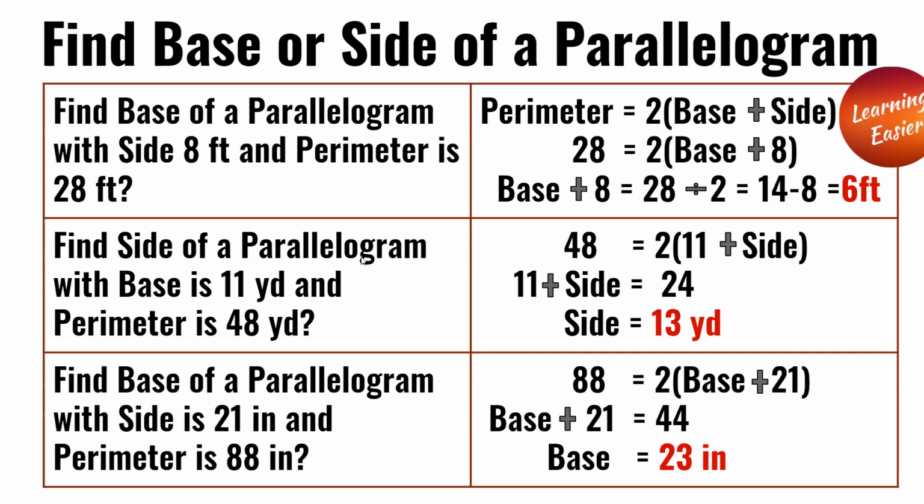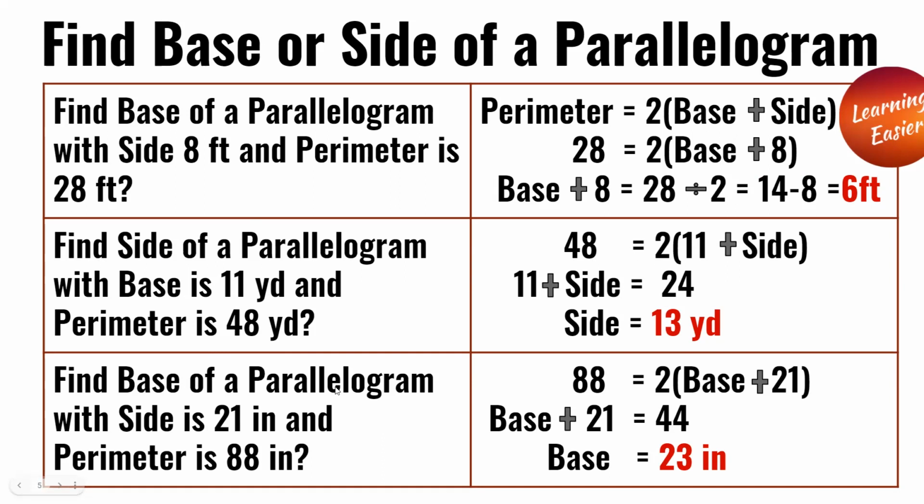Next, find the side of a parallelogram with base 11 yards and the perimeter 48 yards. 48 is equal to 2 times 11 plus side. 11 plus side is equal to 24. 48 divided by 2 is 24. 24 minus 11 is 13 yards. 13 yards is the side.